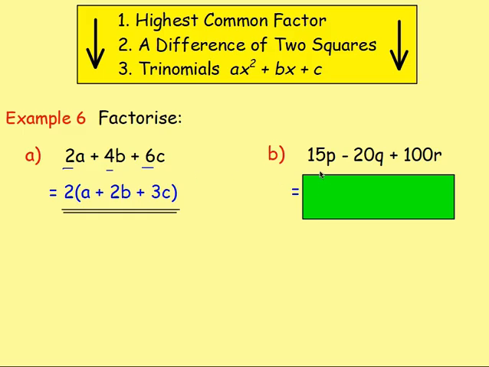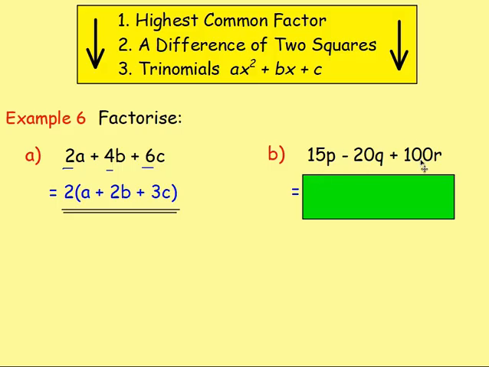Brilliant. Next, 15p, take away 20q plus 100r. Ooh, this one's a little trickier. It is indeed, yes. Arafat, so what do you think you do? Do you look out for the highest common factor? You do indeed, Arafat. And what would that be?